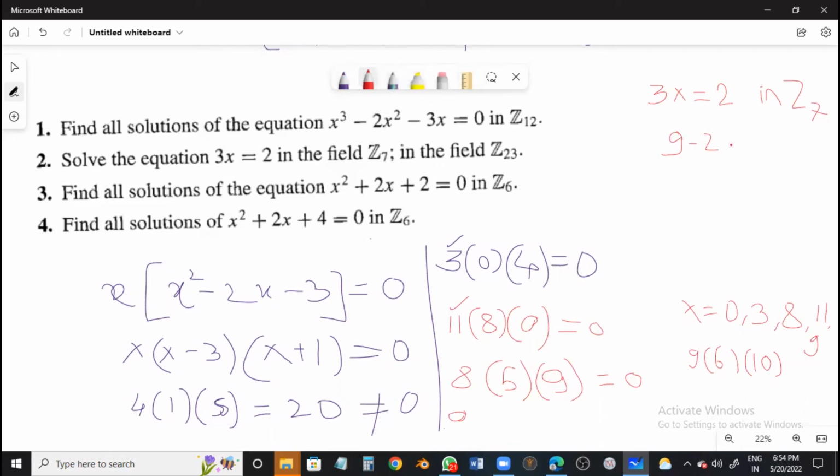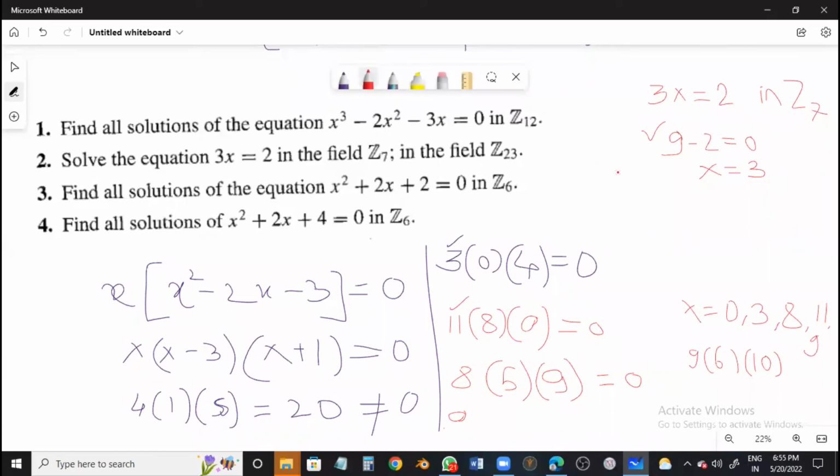I hope you can read the equation as what? 3x minus 2 equal to 0. So 9 minus 2 is 0. So this is a solution. For x equal to 3, you got the solution. Are you following me? Okay.